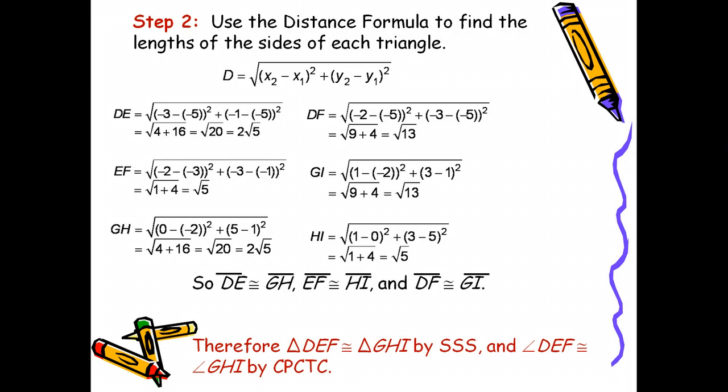So you can see that DE is congruent to GH, EF is congruent to HI, and DF is congruent to GI. Therefore, the triangles are congruent by side, side, side, and the angles are congruent by CPCTC.